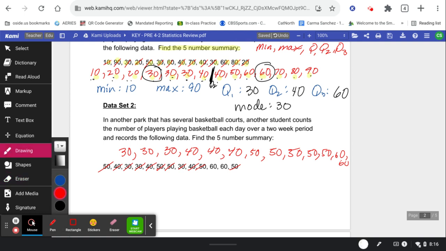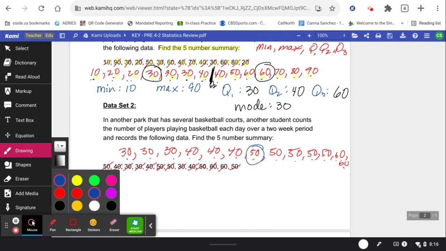Okay, this is 1, 2, 3, 4, 5, 6, 7, 8, 9, 10, 11, 12, 13 pieces of data. Let's go count. 1, 2, 3, 4, 5, 6, 7, 8, 9, 10, 11, 12, 13 pieces of data. Always double check yourself. Since it's 13, there's going to be a true middle. 1, 2, 3, 4, 5, 6. My true middle looks like it's going to land at 50. So my Q2, my middle, is going to be 50.